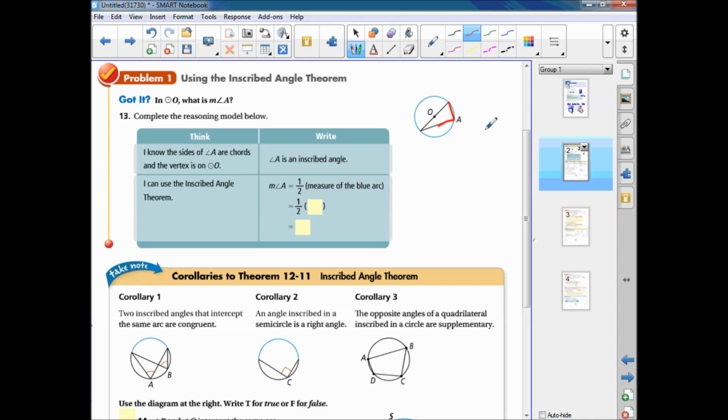So angle A is an inscribed angle, and the measure of angle A is going to be half the measure of the blue arc. Because the line that makes up the other side of that triangle is the diameter of my circle, my arc is exactly 180. So this is going to be a right angle, half as much. The measure of the blue arc is 180, and then the measure of angle A is going to be 90.